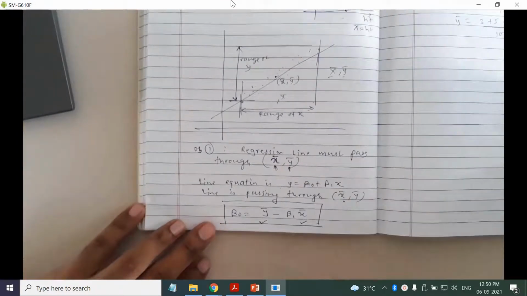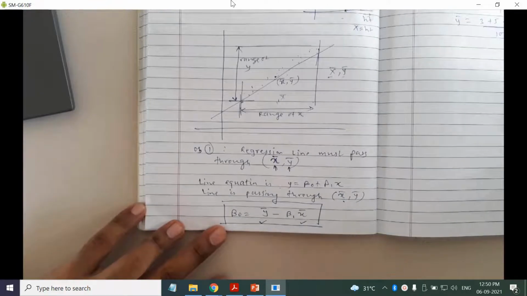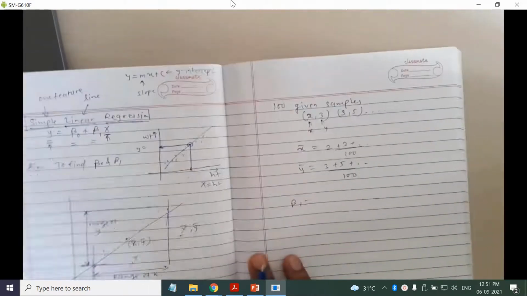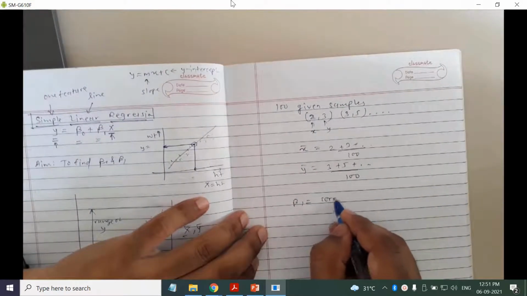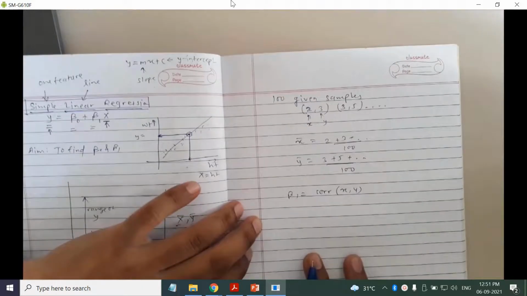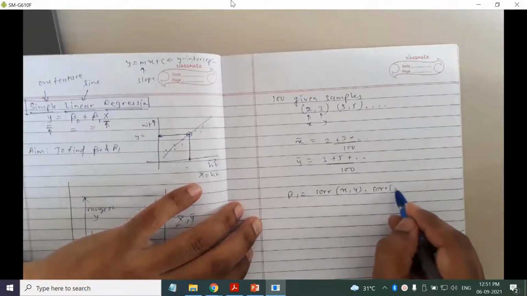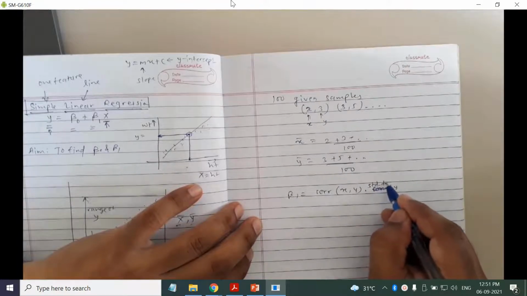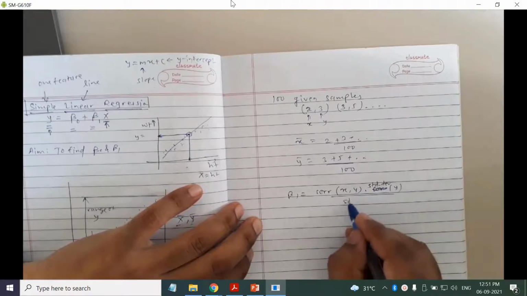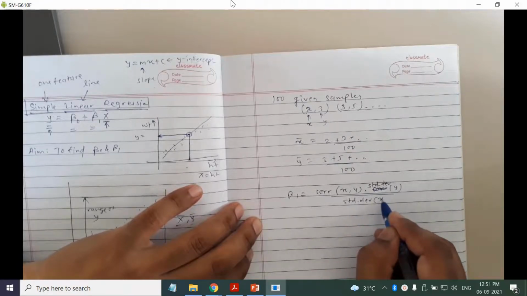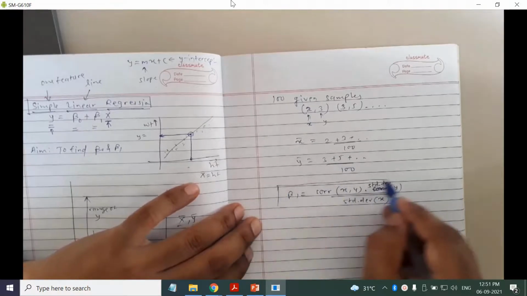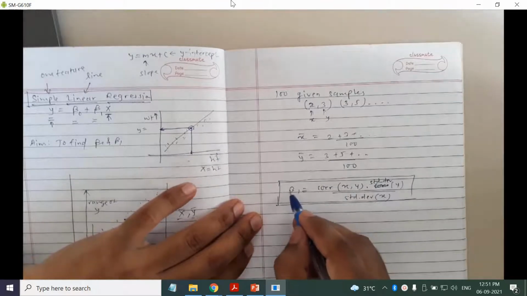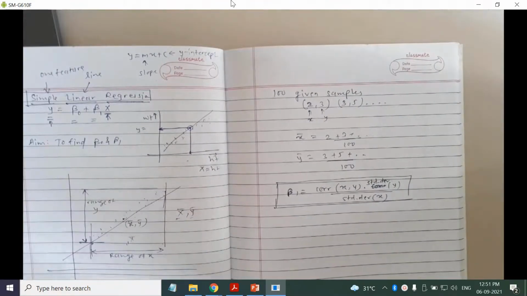Now one thing remaining is how to find out beta 1. We have a formula for finding beta 1, that is the correlation between x and y times the standard deviation of y divided by the standard deviation of x. We will not go into the mathematics of this equation, but using this formula we can determine the value of beta 1.